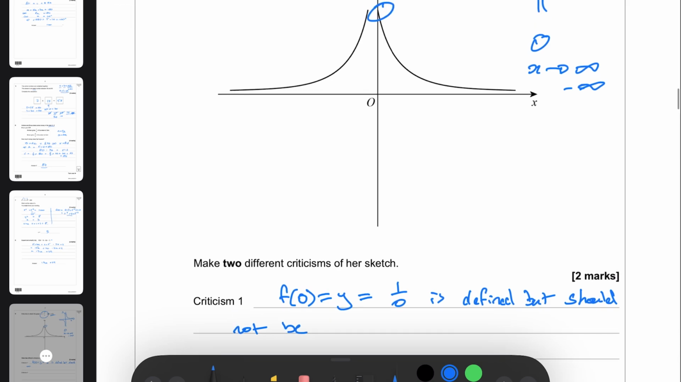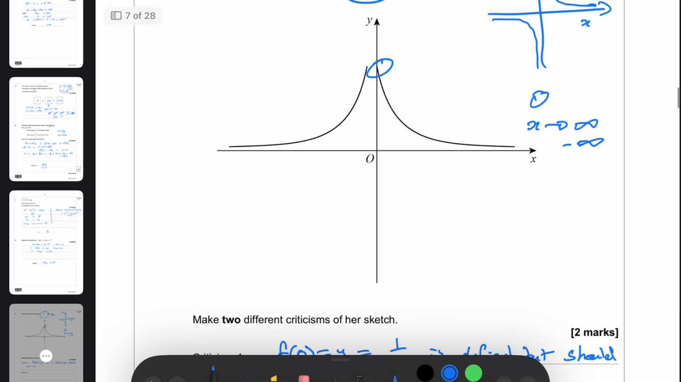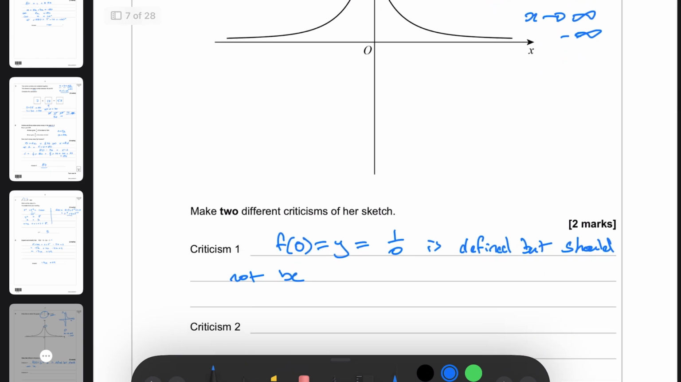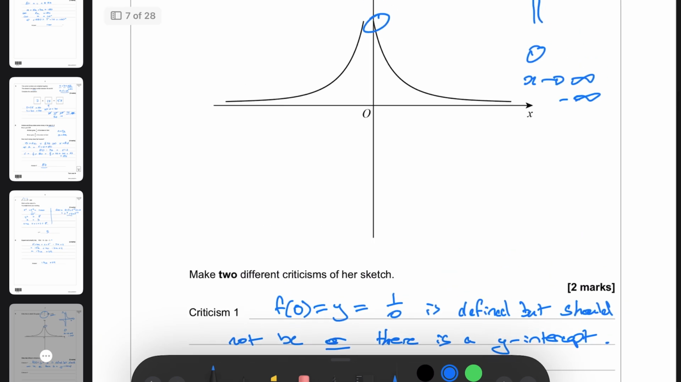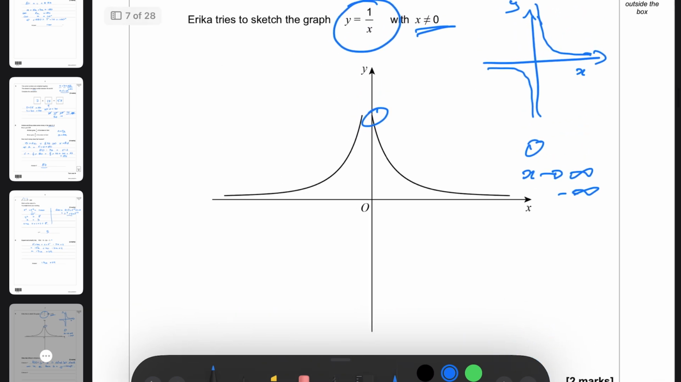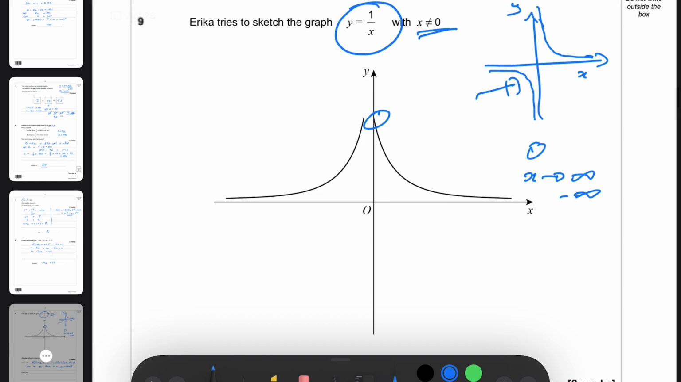She actually intercepts the graph, so there is a y-intercept, and there shouldn't be. So this is one of the criticisms, and the other one is obvious. This one should be on the other side, pretty much like this.